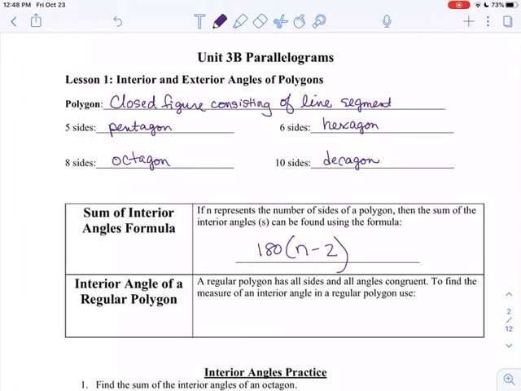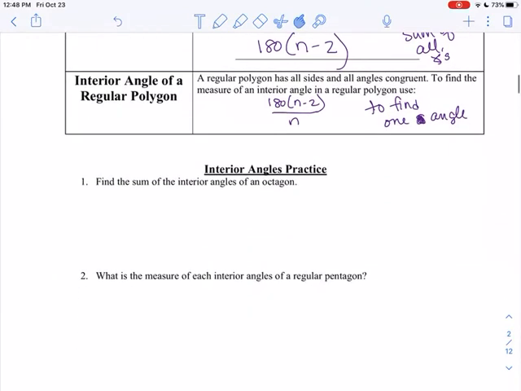If n represents the number of sides of a polygon, like a pentagon has 5 sides, I would do 180 times parentheses 5 minus 2. That would give me the sum of all the angles of that polygon. If I just wanted to find one angle, I would do the same thing, 180 times (n minus 2), but then I would divide by n. So if you just want to find one angle, you do this formula, and the other is the sum of all angles. That's the difference between those two formulas.